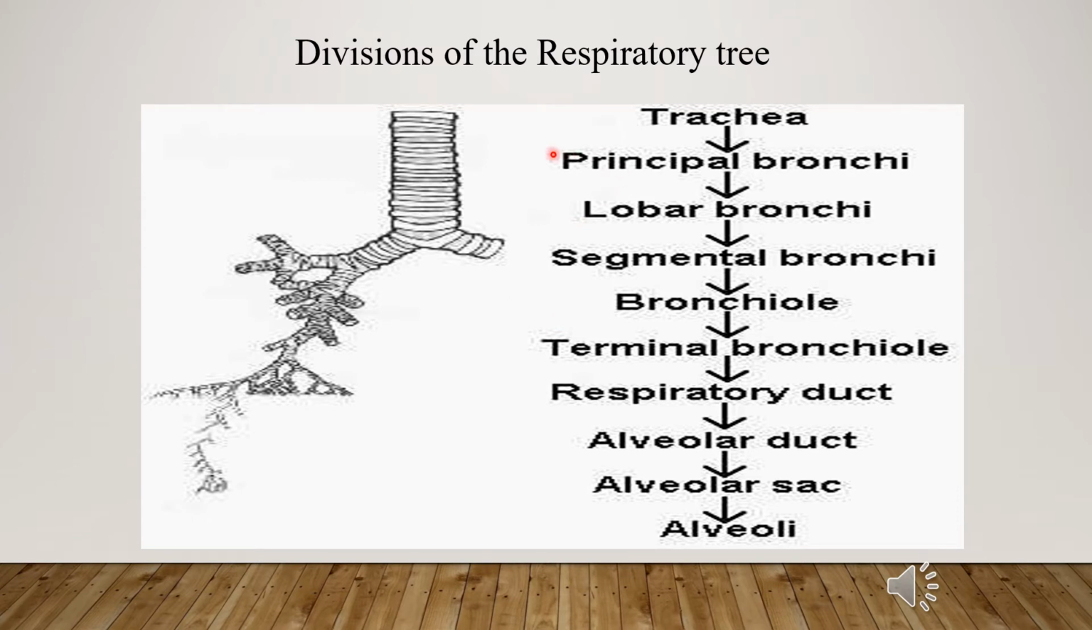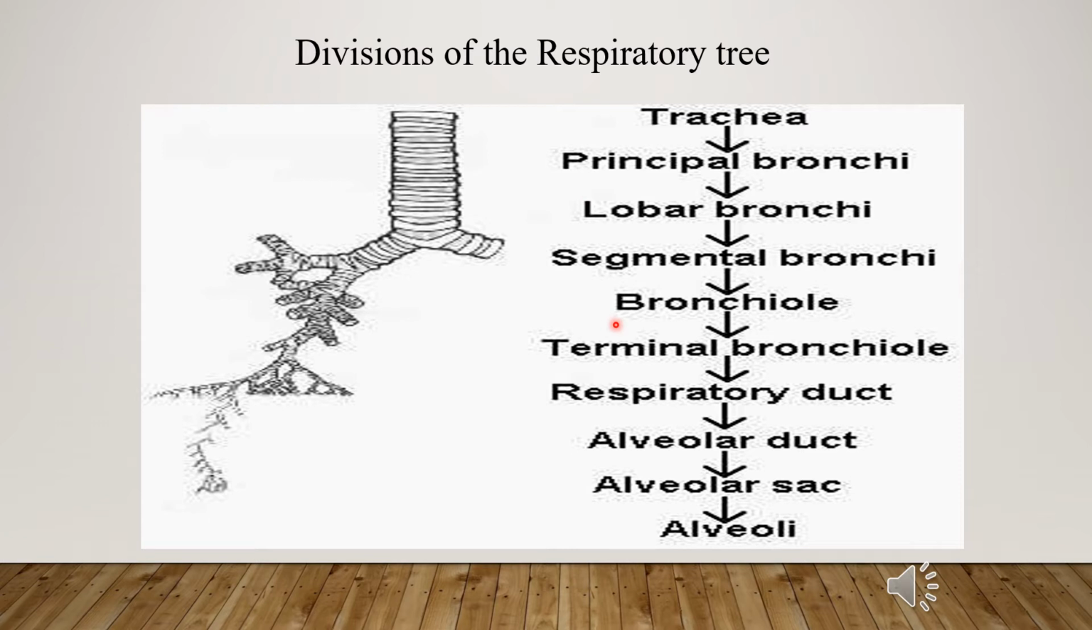First, there is the trachea, which divides into the principal bronchi or the primary bronchi, 2, the right one and the left one, which divide into the lobar bronchi, 3 on the right side and 2 on the left side. They further divide into segmental bronchi, then subsegmental bronchi and bronchiole. So from the trachea to the bronchiole, there are about 8 subdivisions.